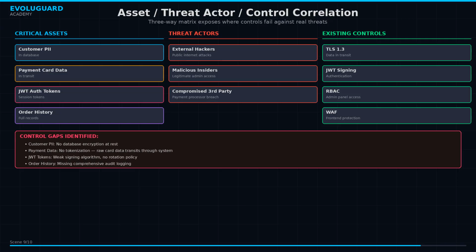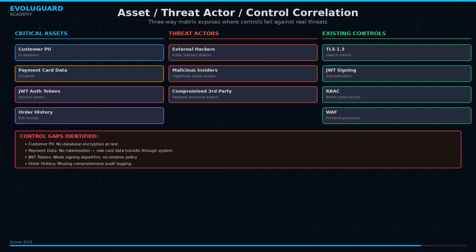Now let's map. Customer PII is protected by TLS and RBAC, but threatened by both external hackers and malicious insiders. The gap? No database encryption at rest. Payment data is protected by TLS, but threatened by external hackers via man-in-the-middle or supply chain attacks. The gap? No payment tokenization, raw card data transits through our system. JWT tokens are protected by digital signing, but threatened by external hackers. The gap? Weak signing algorithm and no token rotation policy. Order history is protected by RBAC, but threatened by insiders. The gap? Missing comprehensive audit logging.